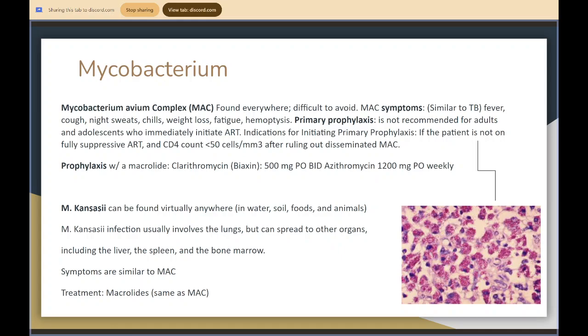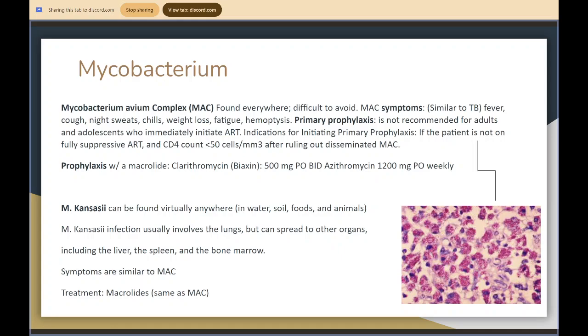Mycobacterium. Bottom right, you'll see a slide with the actual mycobacteria. And in general, Mycobacterium is found everywhere. Different species can be found in water, soil, foods, and animals, so it's difficult to avoid. However, if you're immunocompetent, you don't have any problems. If you went outside today and sat in the grass, or are planning to do that tonight, you may come into contact with Mycobacterium.